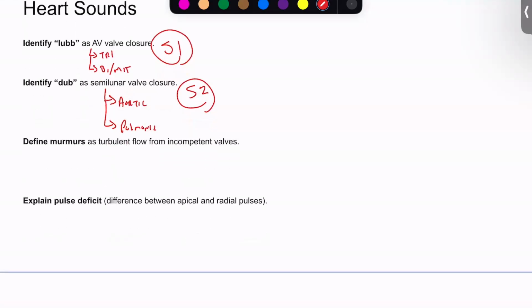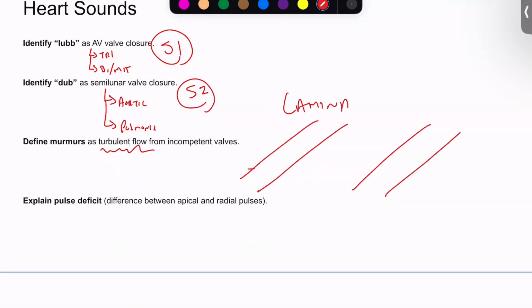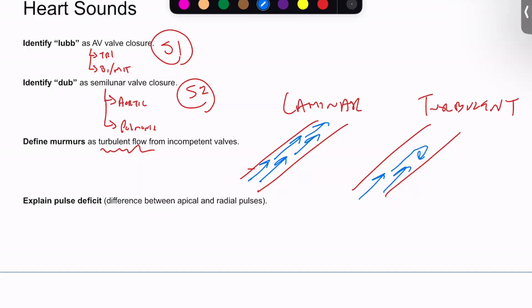Murmurs are turbulent flow from incompetent valves. So remember, we've got two different kinds of flow: laminar flow and turbulent flow. Laminar flow is just whenever blood is flowing just like this, nice and smooth. You can't really hear anything. Turbulent flow is when we have blood flow, but then it hits something. And this area right here, that's what you're hearing.